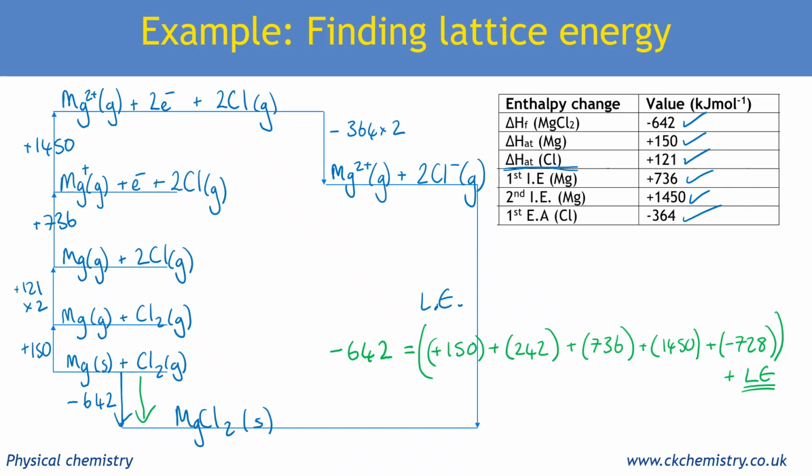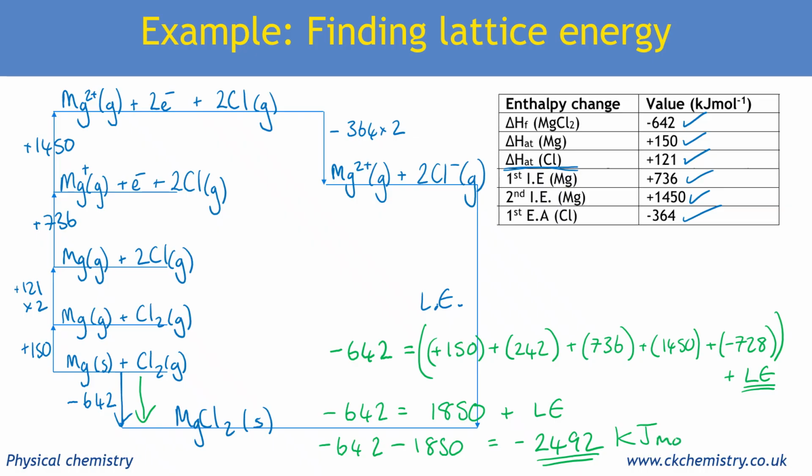So I'm going to add all of that up, and what I get is minus 642 equals 1850. So that's what I get when I add all those values, including the negative value for the electron affinity, plus lattice enthalpy, which means that minus 642 minus 1850, because I'm taking it to the other side, equals minus 2492, and that is my lattice enthalpy in kilojoules per mole.